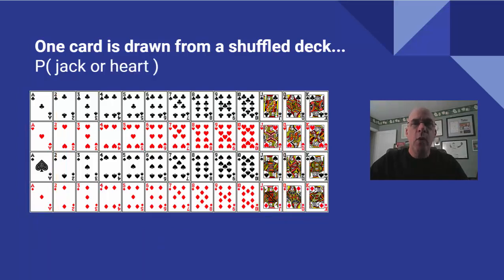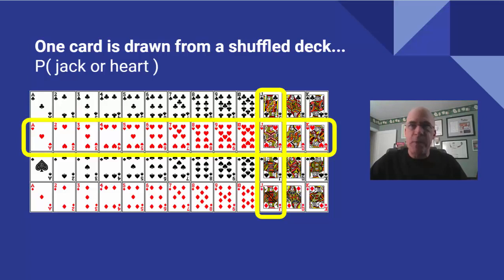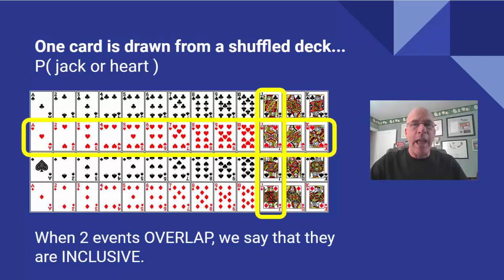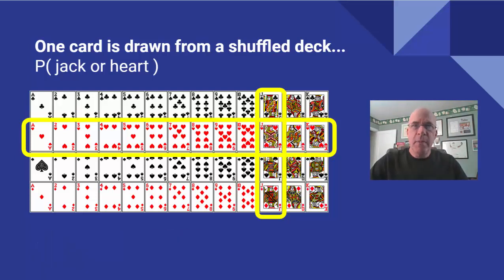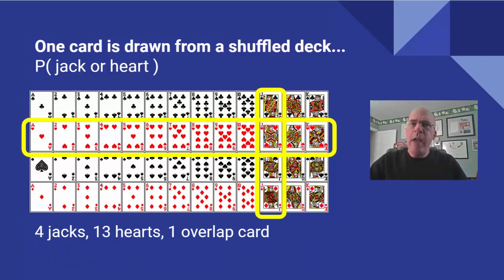One more example. What if I want the probability of jack or heart? So hopefully if you think ahead, you might already see the stickiness with this problem. I can circle the jacks. I can circle the hearts. And the one thing that didn't happen before is we have overlap between the two. We have a term for that. When two events do overlap, we say they are inclusive. They include each other. Now consider how this might affect how we consider the probability here. Let's see, I have 4 jacks, and I have 13 hearts, but I also have 1 overlap card. So you have to be careful here.